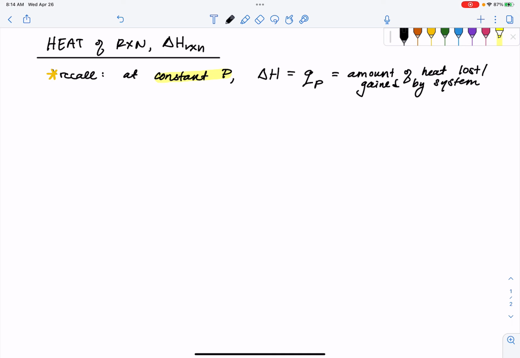So this is where that language of heat comes from, right? We can say that the change in enthalpy for some system is equal to the heat that is absorbed or lost by that system, as long as we're at constant pressure. See our lecture video on Monday where we go through the math of where this comes from if you need a little bit of a reminder.